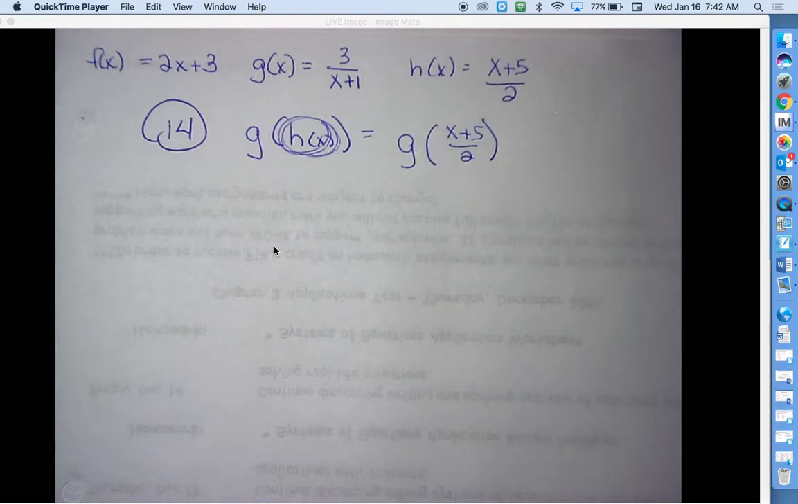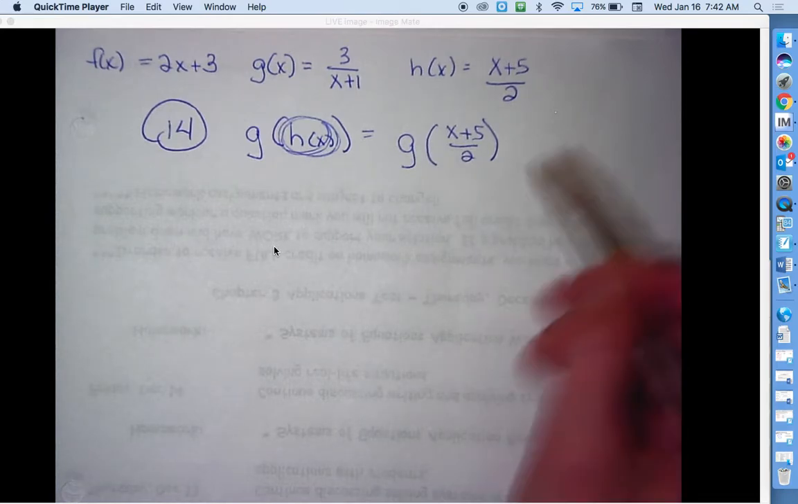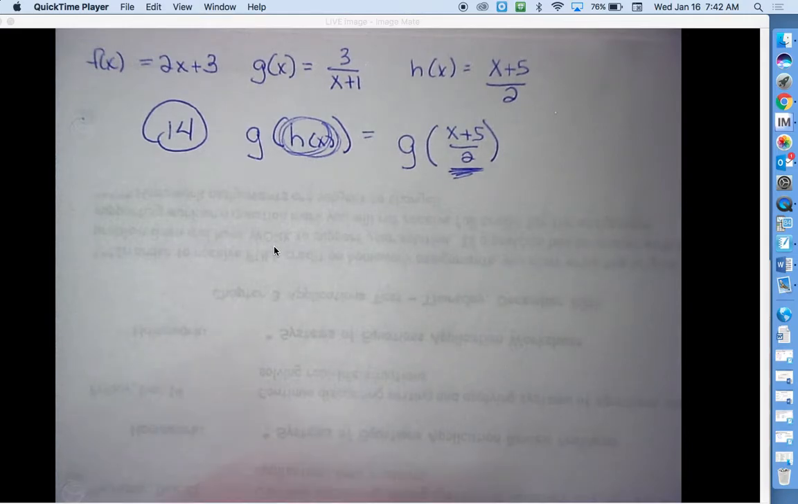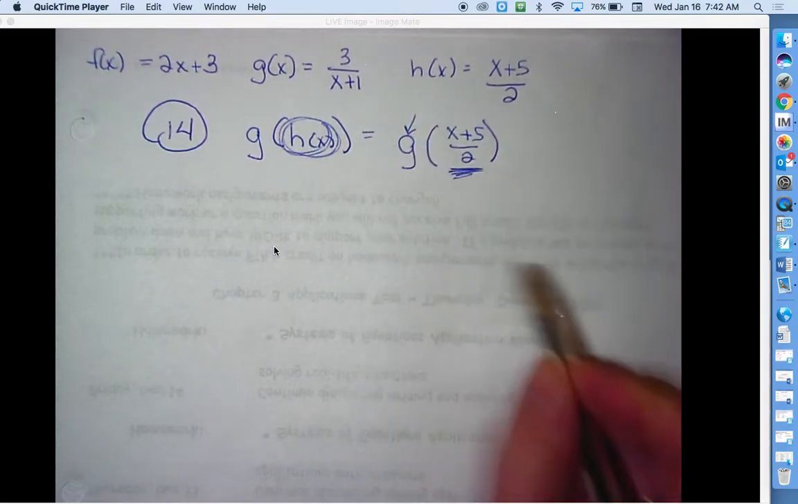So what do you do next? We have the h function. We took out h of x, replaced it with its equation. So what would be the next thing that you would try and do with this problem? Melanie? Now you do the g function, but you plug in the h function for x. Right, so this here is going to replace x in the g function.